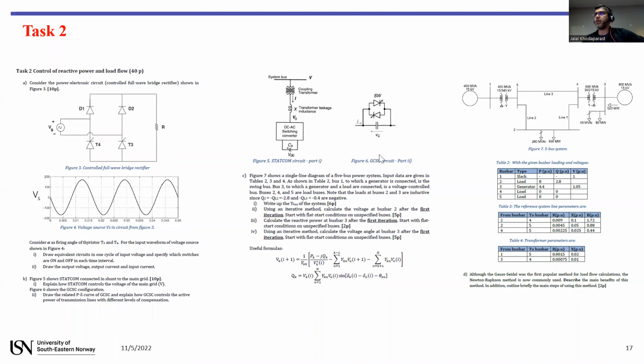Second task is related to power electronic and load flow. Subtask A is related to power electronic circuit. We have to analyze this circuit. Subtask B is regarding FACTS devices, STATCOM, GCSC, and finally a load flow calculation.